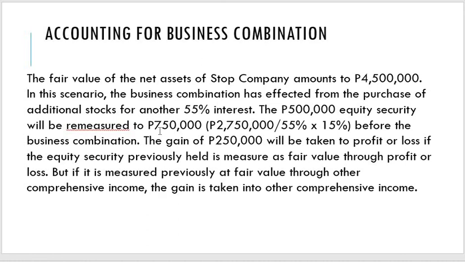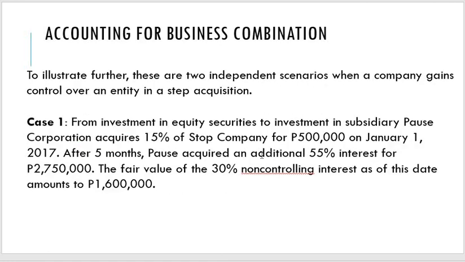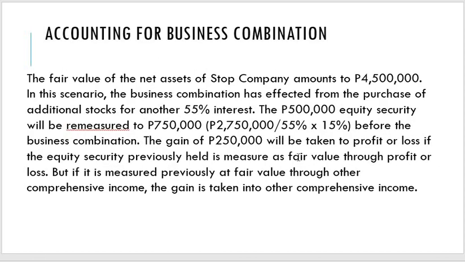So how do we compute for the 750,000? Okay, so since, diba, we've paid 2,750,000 for a 55% interest, we simply divide 2,750,000 by 55%, no, to get the 100%, and then multiply it by 15%. Okay, so that's before the business combination. So there is a gain of 250,000 kasi, 'di ba, yung cost ng 15% share na na-acquire niya is 500,000, but its fair value is 750,000, so may gain tayo na 250,000.